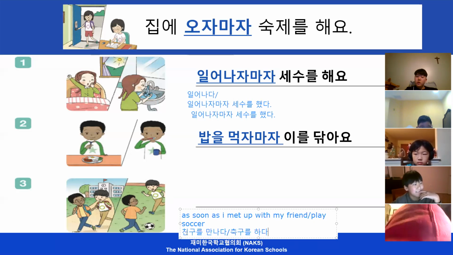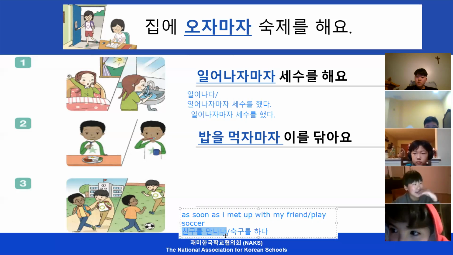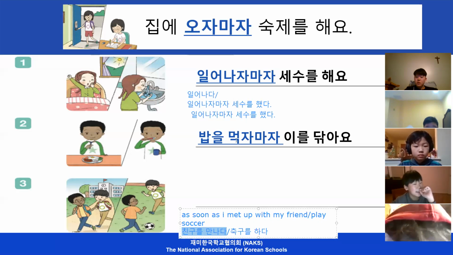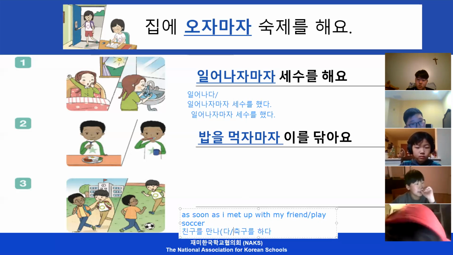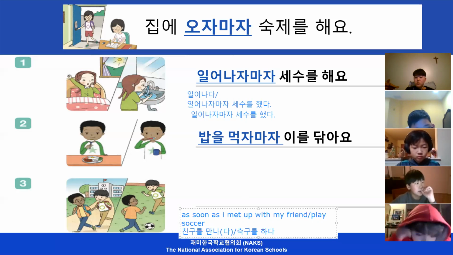So in this case, the first verb is going to be the one that's conjugated, as you can see right here. The second verb is just going to be something like 해요, 하다. So worry about the first verb first. Remember, in this conjugation, same thing. That's it. And then you add 자마자, okay? So now you can just finish the sentence.